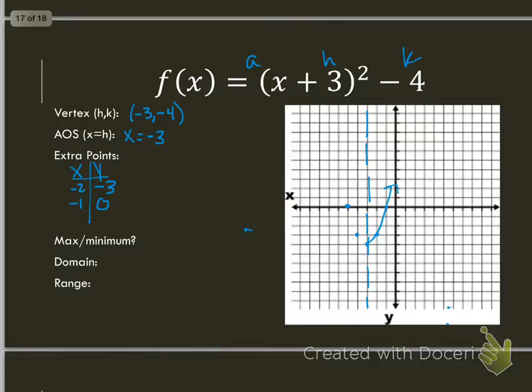Okay, it looks like my vertex is at my minimum. It's the lowest point. So we say minimum, and then we say that vertex. So -3, -4. My domain is all real numbers. My range, it looks like my y hits at -4. And I want everything bigger than it again.